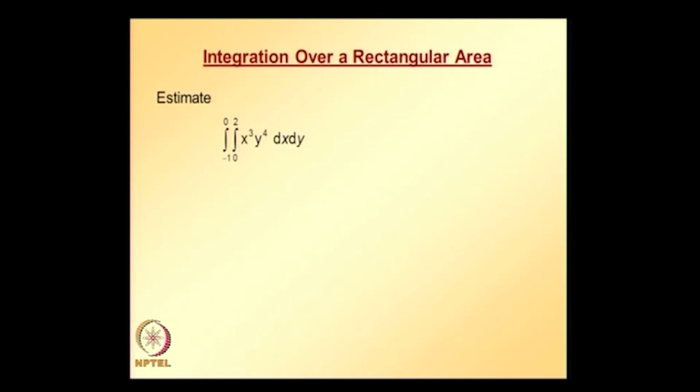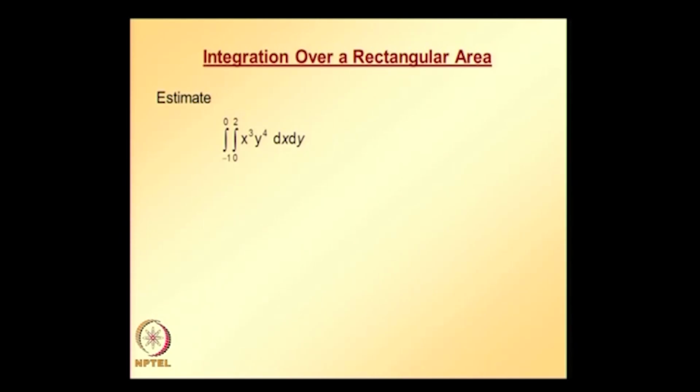Integral x cube y to the power 4, we need to integrate over this area, 0 to 2 and minus 1 to 0. First let us check what is the order of this integrand along x direction, it is 3. So 2n minus 1 is equal to 3, so it turns out n is equal to 2, and along y direction 2n minus 1 is equal to 4, so n is equal to 2.5, we need to round it up to 3.